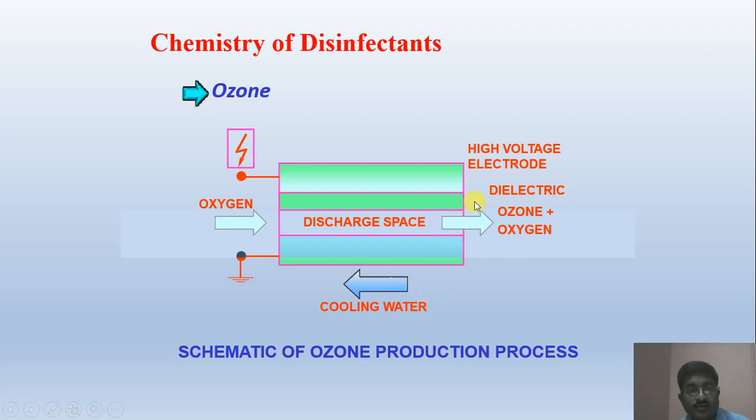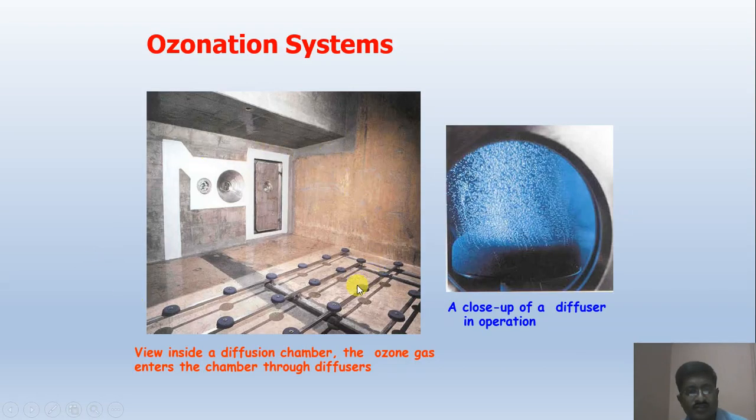When ozonation is used, the process should be designed so that there are no after effects. This is a general schematic of any ozone production process. In the ozonation system you can see the view inside a diffusion chamber. These are the diffusers, and the ozone gas enters the chamber through the diffusers. This is a close-up of a diffuser in operation. You can see a single diffuser enlarged, and you can see the bubbles.